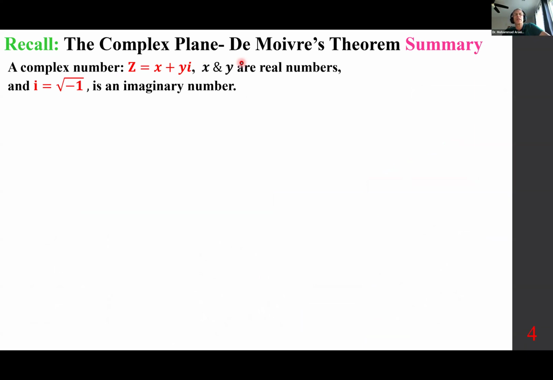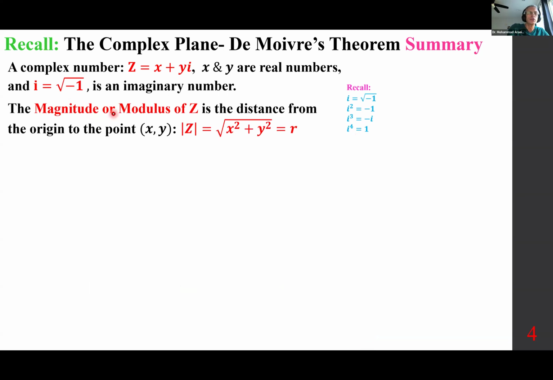The complex plane and De Moivre's theorem summary: what did we cover? A complex number is nothing brand new: a plus bi, you remember that. x plus yi, or a plus bi, where x and y are real numbers, and i is the square root of negative 1, an imaginary number. And as you recall, i squared is negative 1, i cubed is negative i, and i to the power of 4 is 1.